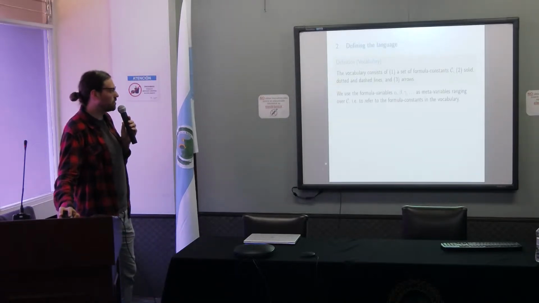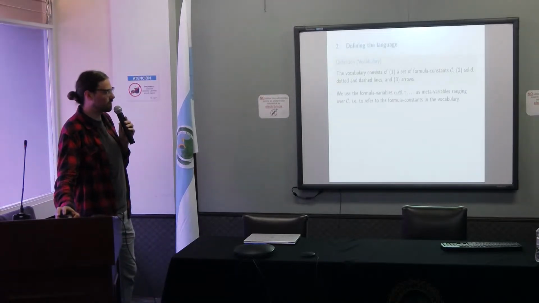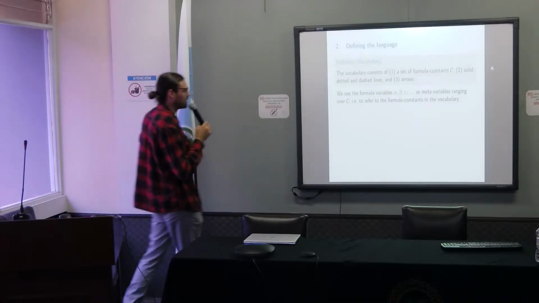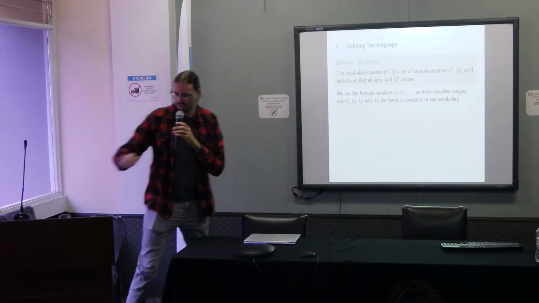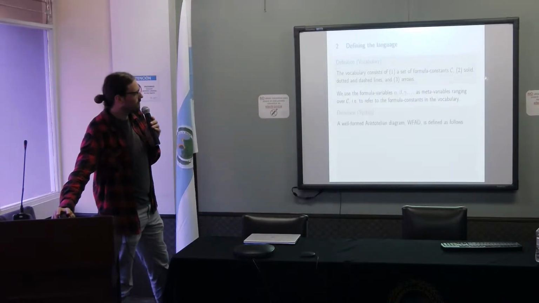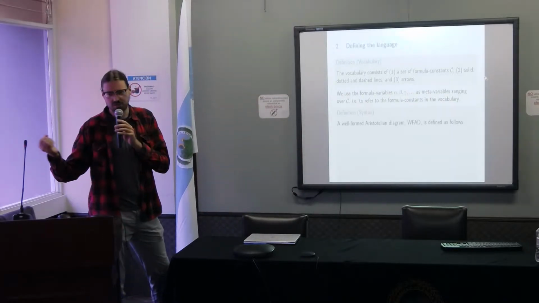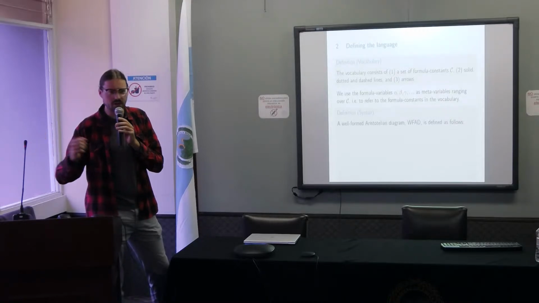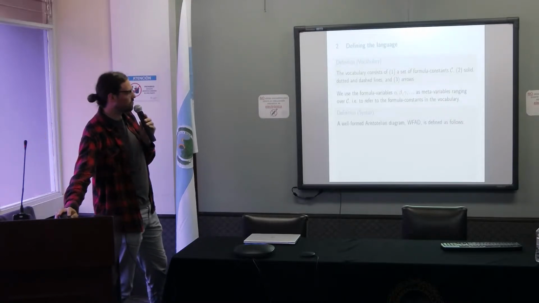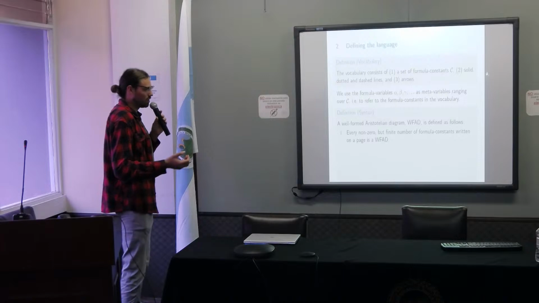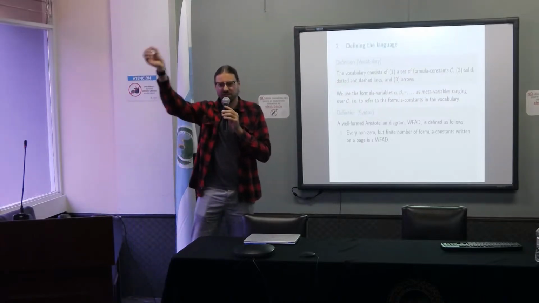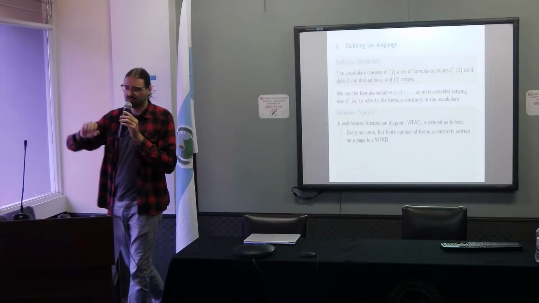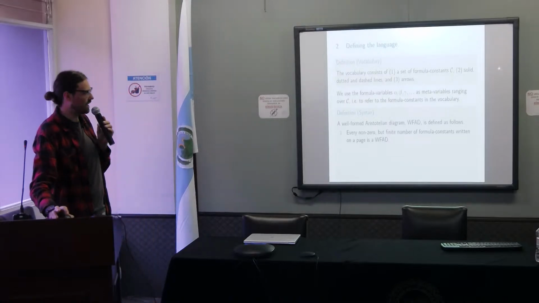So I will use the letters from the beginning of the Greek alphabet, alpha, beta, gamma, as the meta variables ranging over the set C of formula constants. That's just some bookkeeping. And then, the well-formed Aristotelian diagrams, so the well-formed formulas of our logic, will be defined as follows. It's every non-zero but finite number of formula constants written on a page. Right? So if you just have some formulas written on a page, I already count that as an Aristotelian diagram.